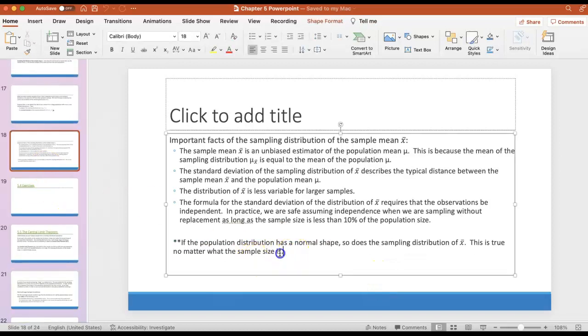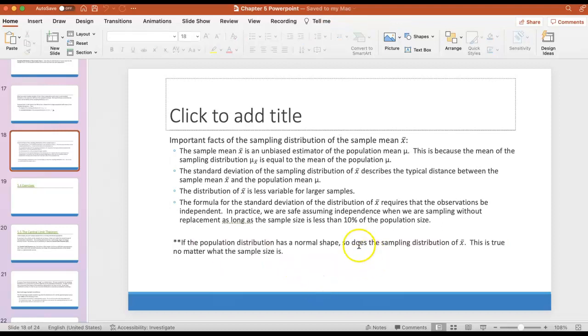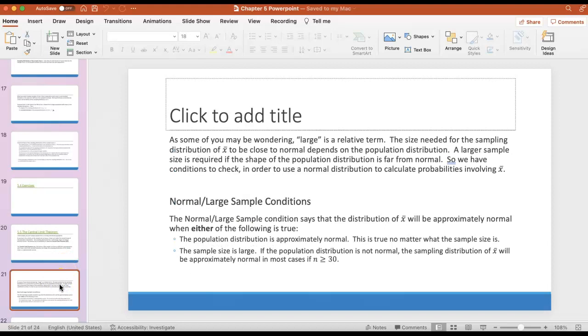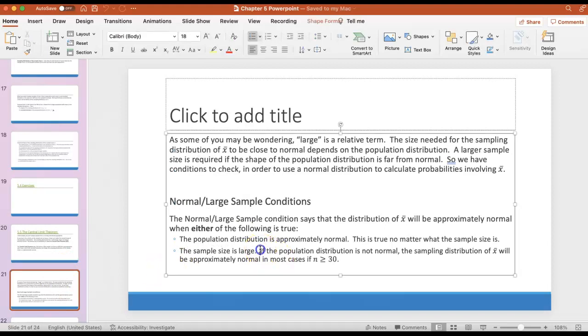See this at the bottom here? If the population distribution has a normal shape, so does the sampling distribution. Okay? The sample size doesn't matter for that. If you have a population that is approximately normal, you're good to go. But you might not have a population that's normal.